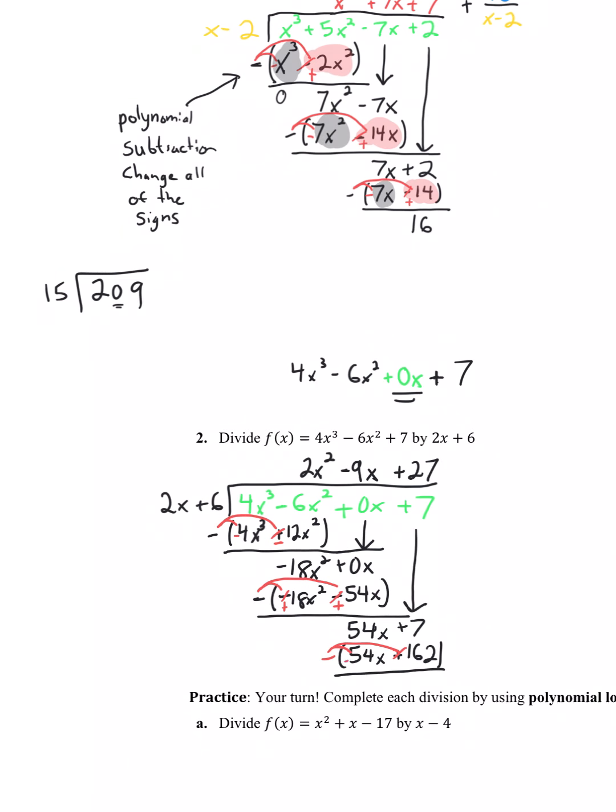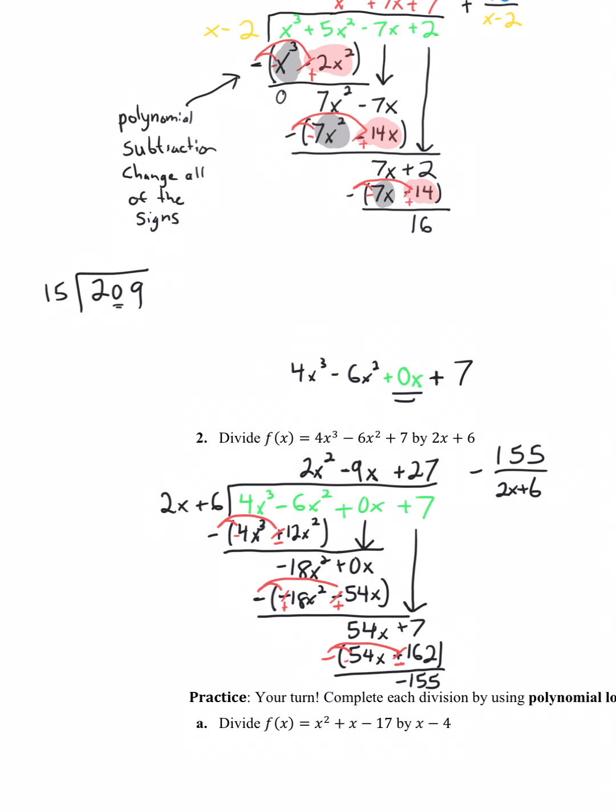And then I need to change the signs. Negative 54x, negative 162. And 54x minus 54x is 0. 7 minus 162 is negative 155. So this one should be minus 155 over 2x plus 6. This is where I was talking about the sign of the remainder is what the sign is going to be at the end here. It's going to be a minus instead of a plus this time because I have a negative remainder. 2x squared minus 9x plus 27.